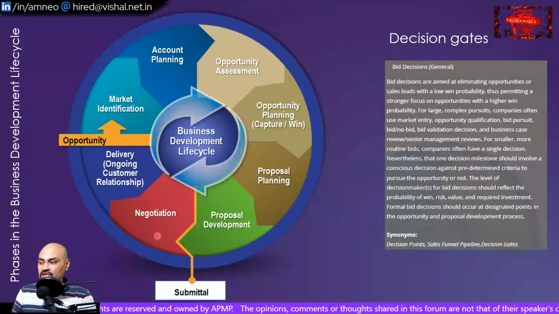So these are phases actually. From each phase, when you're going into the next phase, there would be decision gates. For example, when we come into the opportunity planning and proposal planning, before this, we might want to go for a bid/no-bid decision.